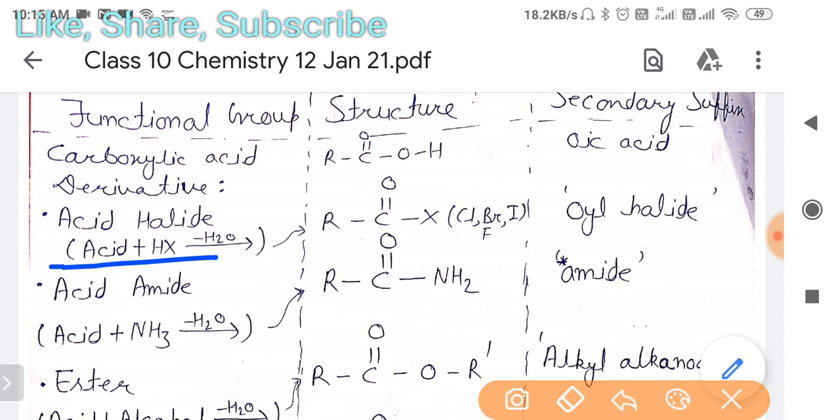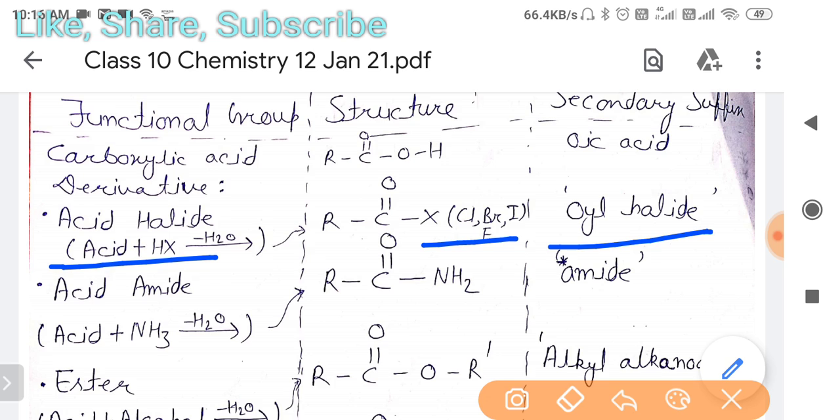So you can see here RCOX, where X is attached. It means instead of OH, X represents the halogens: chlorine, bromine, iodine, fluorine, you can write anything here, and it is known as acyl halide. When we say acyl chloride, acyl bromide, acyl iodide, acyl fluoride, and so on, it is made by the removal of H2O.